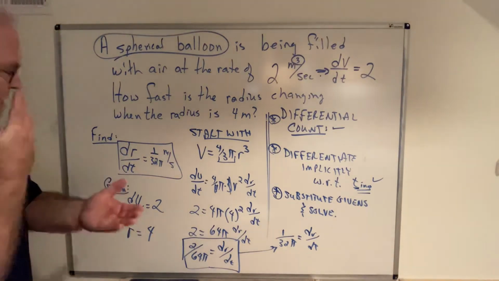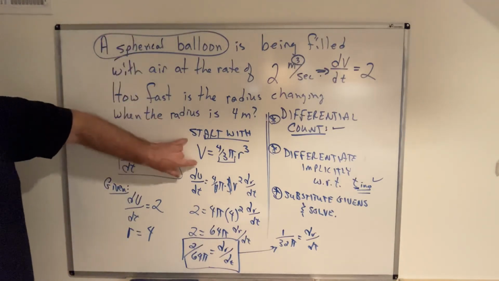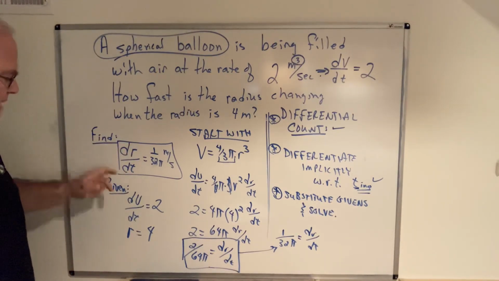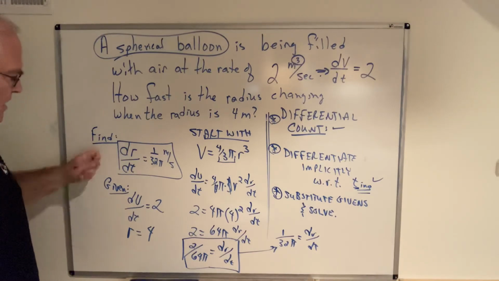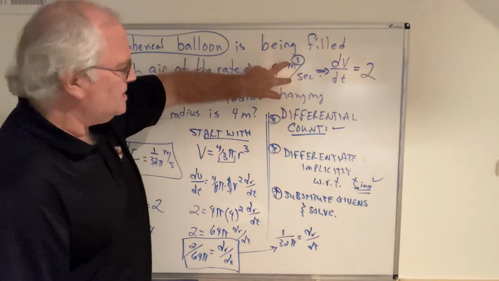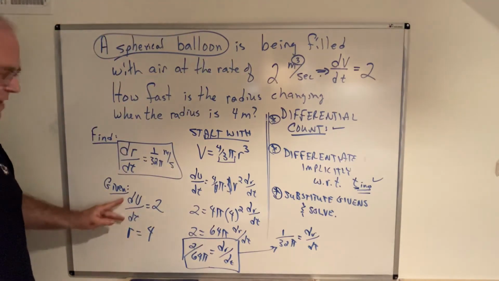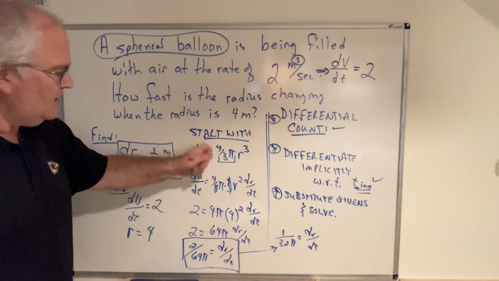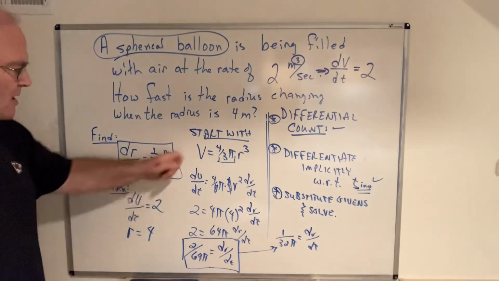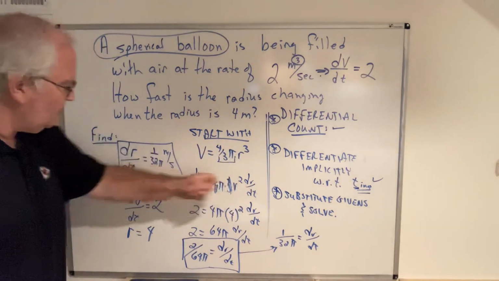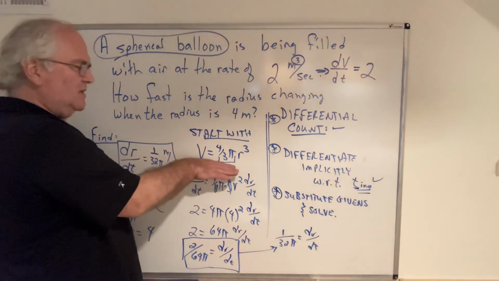So the procedure is this. You'll be given the starter equation if it's a geometric formula. Determine what you're asked to find and write down the givens. Remember that the units can tell you what it is you're being given, right? Do the differential count. Count the differentials to make sure they're going to line up. Do we want dv dt in the problem? Yes, we do. Do we want dr dt in the problem? Yes, we do. So the differential count is correct.